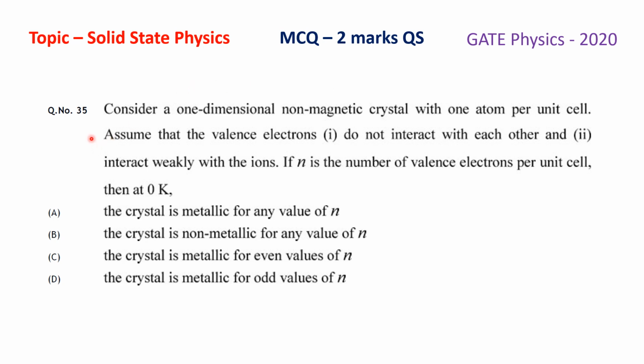The question is, consider a one-dimensional non-magnetic crystal with 1 atom per unit cell. Assume that the valence electrons, number 1, do not interact with each other, and number 2, interact weakly with the ions. If n is the number of the valence electrons per unit cell, then at 0 Kelvin, option A, the crystal is metallic for any value of n. Option B, the crystal is non-metallic for any value of n. Option C, the crystal is metallic for even values of n. And the last option, option D, the crystal is metallic for odd values of n. So let us see which option is correct.